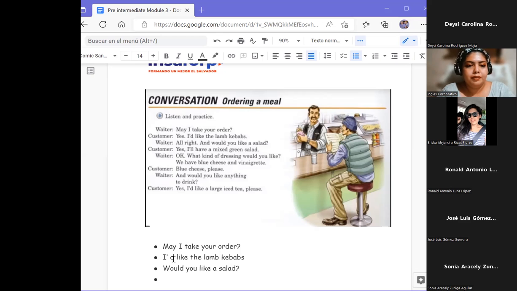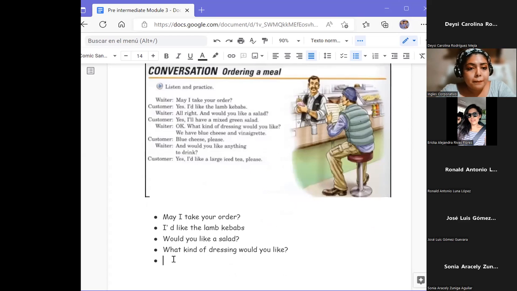What kind of dressing would you like? We're using another one. What kind of dressing would you like? You see? We have blue cheese and vinaigrette. Blue cheese, please. And would you like anything to drink? And we have the other question. Would you like anything to drink? And the last one, yes, I would like a large iced tea, please.